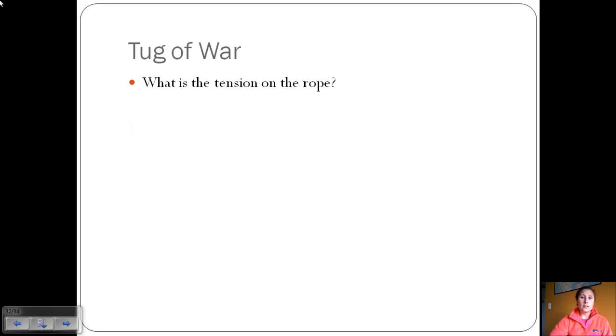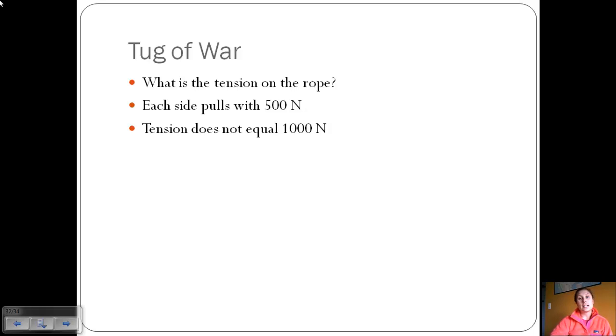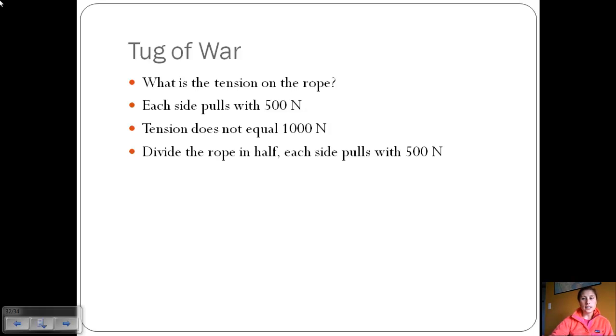Okay, so an example of this, if we have tug of war, two teams pulling on a rope, we want to know what's the tension. Well, each side is pulling with a force of 500 newtons. But the tension does not equal 1,000 newtons. Number one, they're pulling in opposite directions. And so we divide the rope in half and we look at each side, and each side is pulling with 500 newtons, and so that's equal to the tension on the rope.